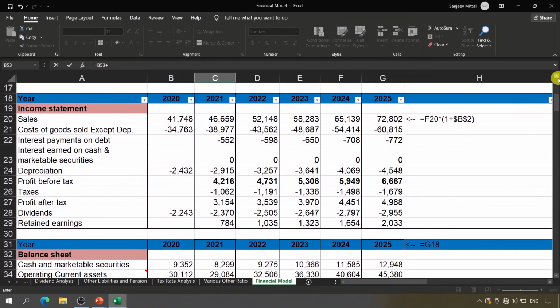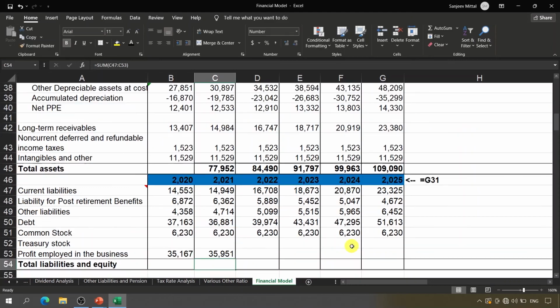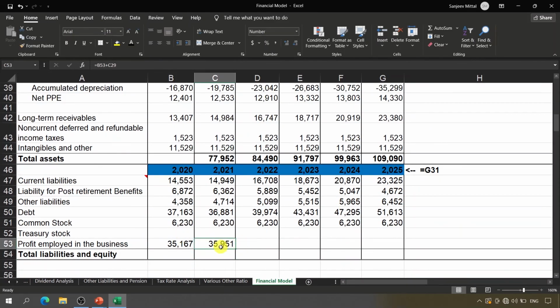And after that, in the year 2021, you can simply see that we are having a profit of 784 in the form of retained earnings, which shall be added to the profit during the year inside the balance sheet. Originally we earned a profit of 3,154, but out of that we have paid a dividend of 2,370, due to which only 784 remaining profit in the name of retained earnings shall be added to our profit of 2020. So our total profit for the year 2021 shall be the profit of 2020 plus the profit of 2021, which is the retained earnings.